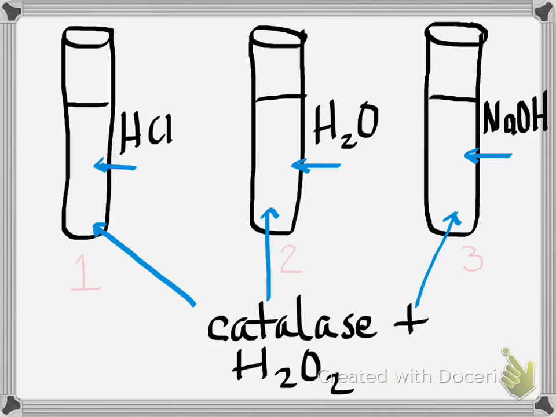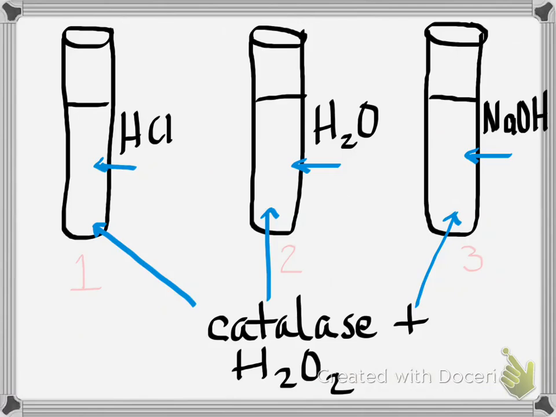So I drew our 3 test tubes. And again, this is page 62. In test tube number 1, test tube number 2, and test tube number 3, they each had catalase and hydrogen peroxide. So if you'll notice, I put catalase and hydrogen peroxide, follow the blue arrows, in all 3 test tubes. And then in test tube number 1, I put acid. Test tube number 2, I put water. Test tube number 3, I put base.